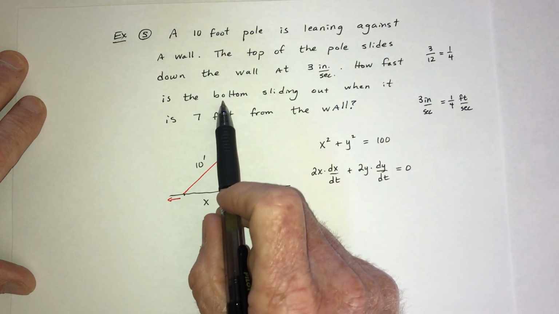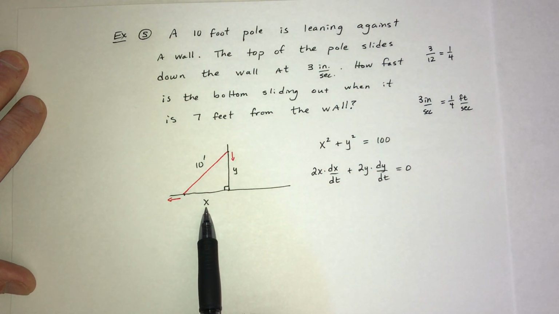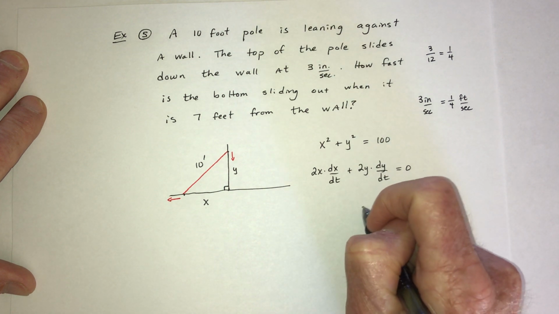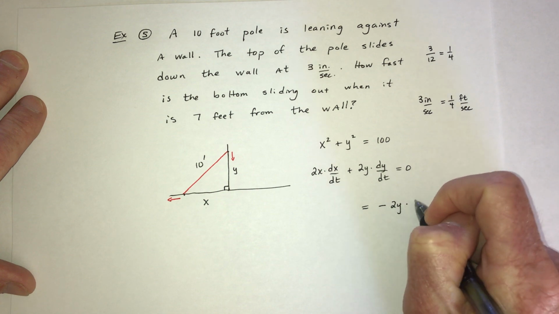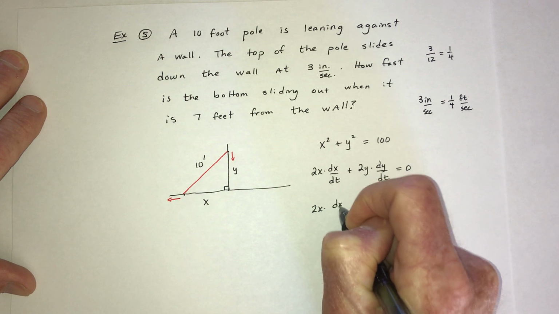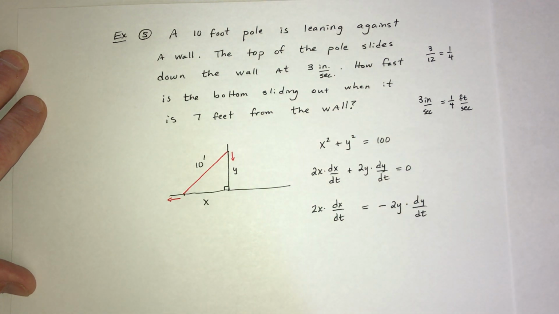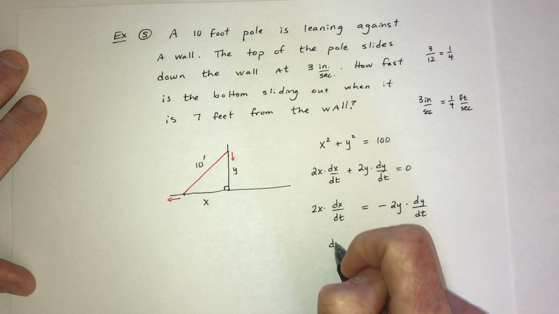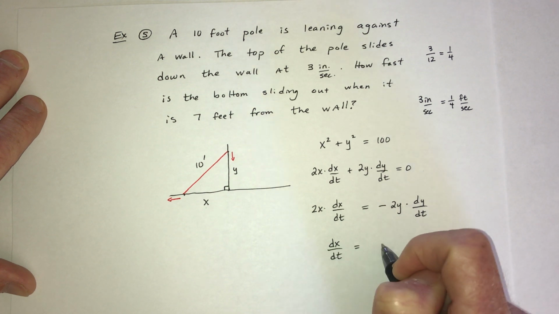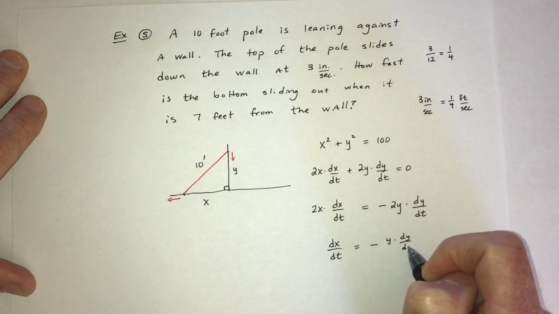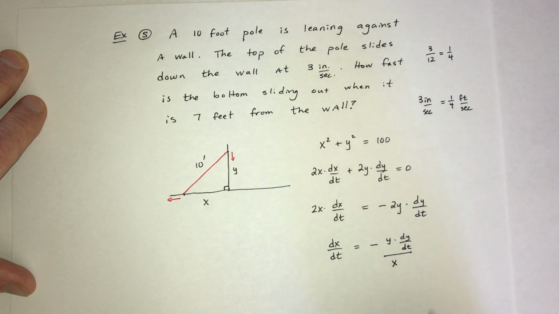So how fast is the bottom sliding out? So the bottom is x. So we need to solve for dx/dt. How fast is the x changing? So this, move it to the other side. It'll become negative 2y times dy/dt. And then divide both sides by 2x. And when you divide, the 2's are actually going to cancel. So dx/dt, the negative will still be there. The y times dy/dt will still be there. And then divide by x.